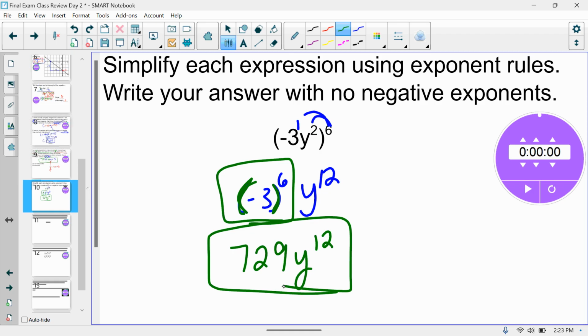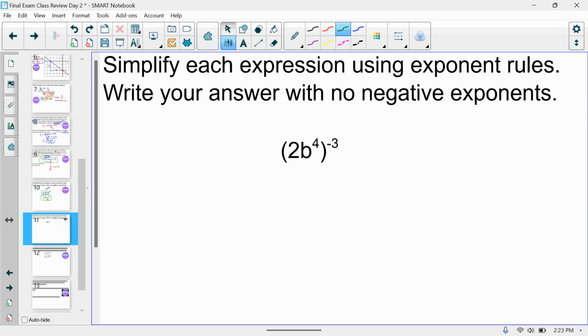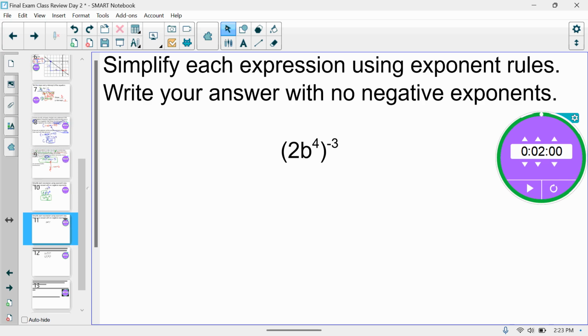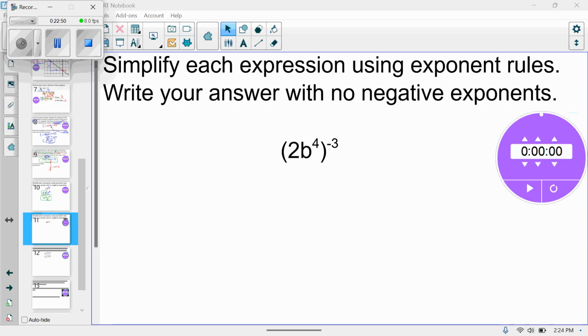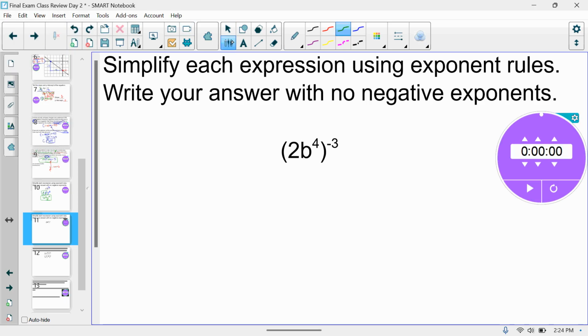Okay. See if you remember what to do with the next one. Don't forget that our final answer cannot have negative exponents in it. Okay, once again, guys, I'd probably write this as 2 to the 1st power, because we have to remember that this exponent has to apply to every exponent in here. This, again, is where we multiply the exponents. 1 times -3 is -3. 4 times -3 is -12.